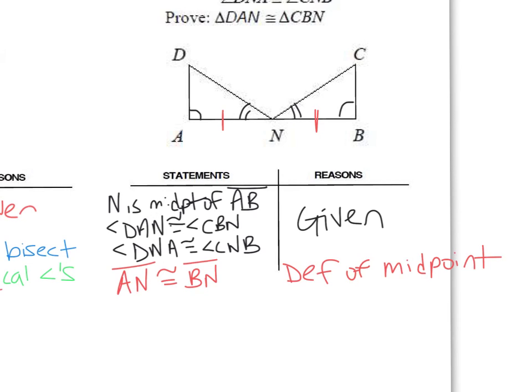Now what I can do is look at the two triangles. What information do I have in both of the two triangles? I have angle, side, angle in both of the triangles, so I can do my final line of my proof. My goal was to say that triangle DAN is congruent to triangle CBN, and I have enough proof of that by angle, side, angle.